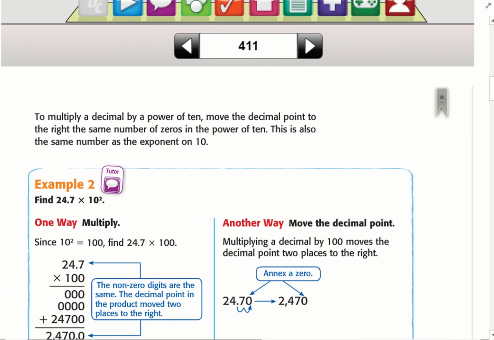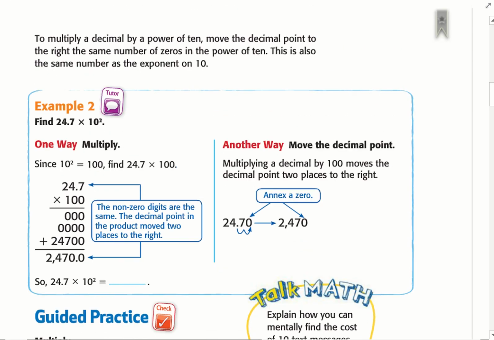Example 2. Find 24.7 times 10 to the second power. So we know 10 to the second power equals 100. So before, when it was times 10, we only moved the decimal once. But now that we're doing 100, there's 2 zeros, so we're going to be moving the decimal twice. If I'm multiplying 24.7 by 100, my number's going to be getting bigger, so my answer needs to be bigger. I'm going to move it 2 decimal places, so that means I'm going to add a little 0 right there.